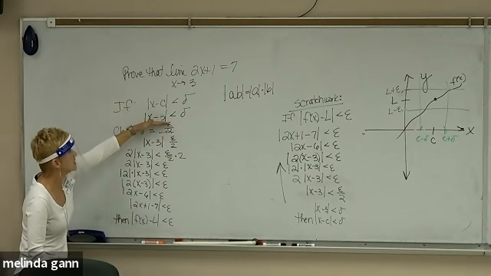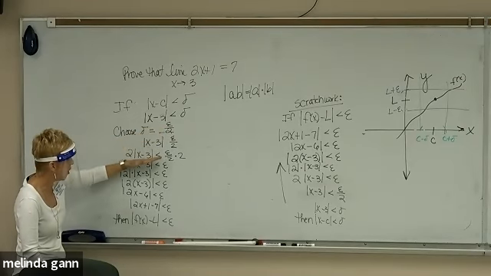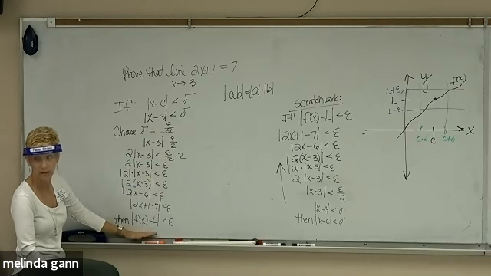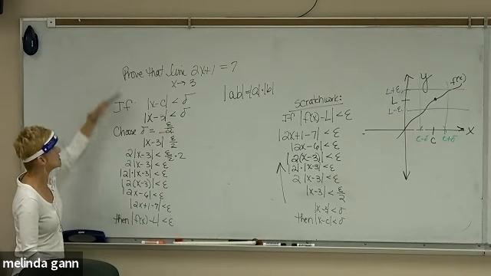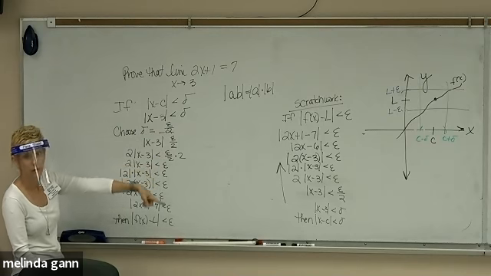If this is true, as long as I choose my delta to be half of your epsilon, I can always end up where I need to be. So this is the proof on the left side. Now, if you do it for me on a test, I want you to leave your scratch work over there.